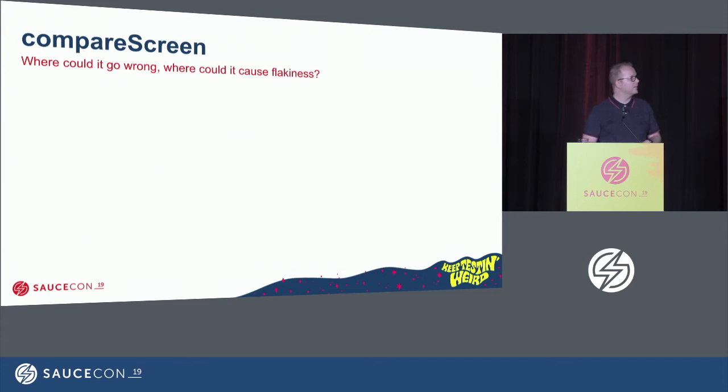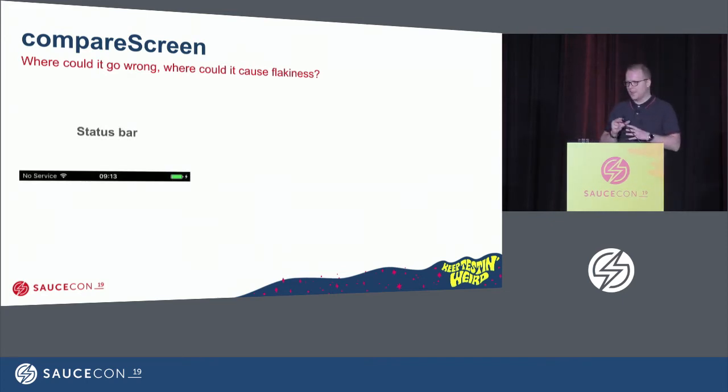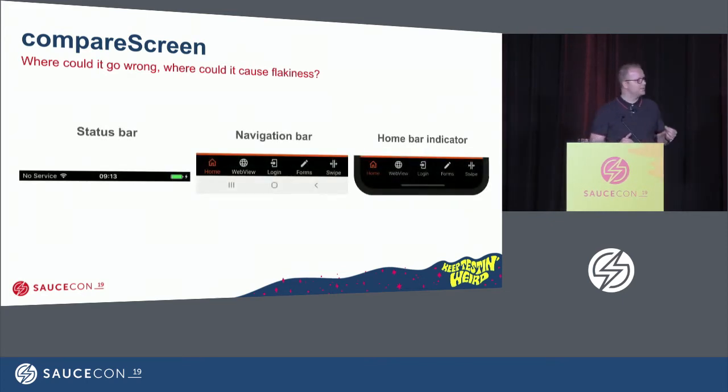So let's get to the next one, the compare screen. And before I started coding, I wondered, where could it go wrong? Because if you compare images, where are the steps where it could go wrong? And I think those three elements I already mentioned before, the status bar, the navigation bar, and also the home bar indicator you get at the bottom for the iPhone X series and the iPad Pro series, those are the stages where it could go wrong. And I'm going to explain which challenges I had with those.